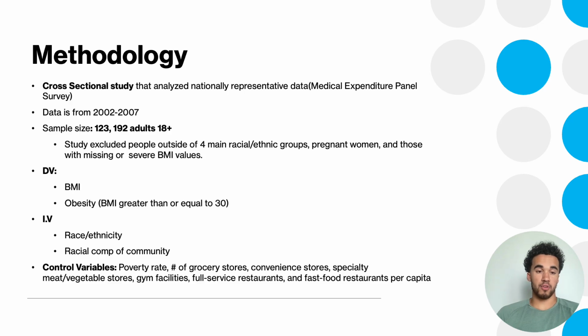The dependent variable of the study was BMI and obesity, and obesity is defined as a BMI greater than or equal to 30. The independent variable of the study was race or ethnicity and racial composition of a community. The controlled variables of the study were poverty rate, the number of grocery stores, convenience stores, special meat vegetable stores, gym facilities or exercise facilities, full service restaurants, and fast food restaurants.